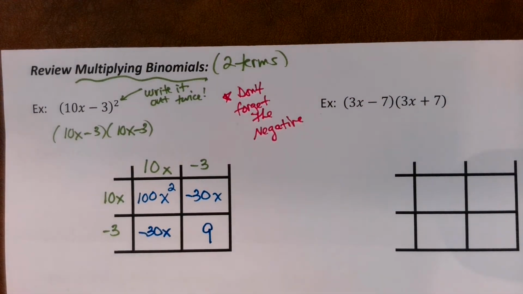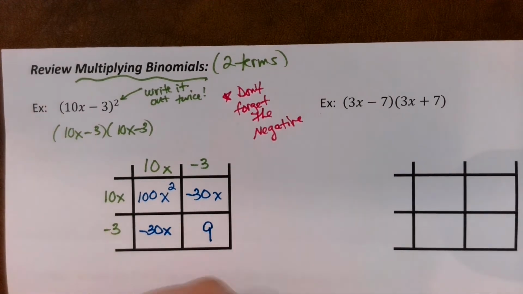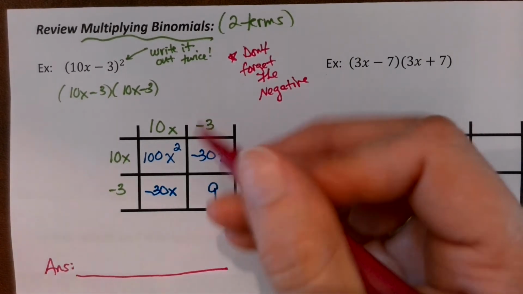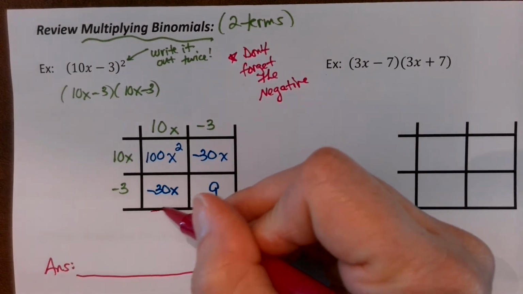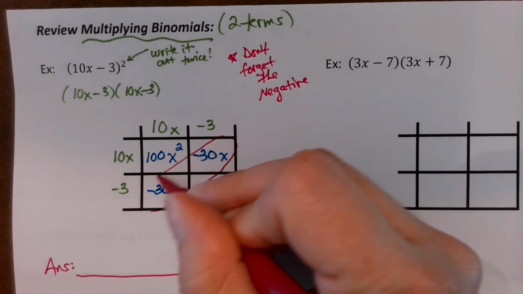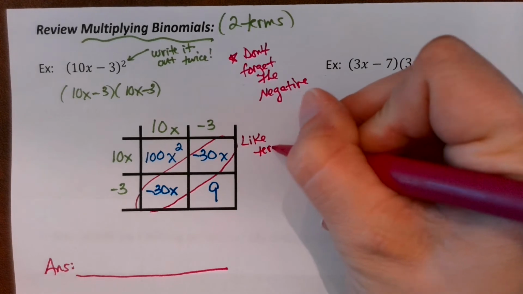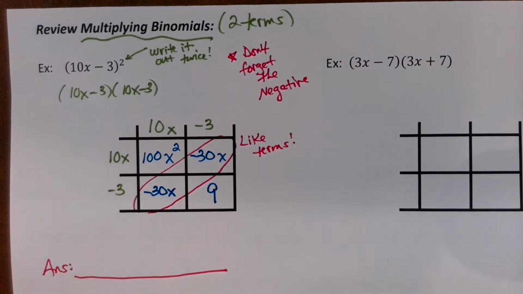Here's another thing you have to remember. We have to write out our official answer. We have to write down all the terms. But don't forget, along the diagonal here is usually where you find some like terms. And when you have like terms, you have to add them together.